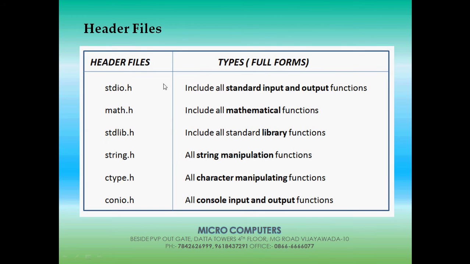Coming to header files, we have stdio.h, which includes all the standard input and output functions. math.h includes all the mathematical functions, and stdlib.h includes the standard library functions. In string.h all string manipulation functions are included. In ctype.h all character manipulating functions are included. In conio.h all console input and output functions are included. Basic syntax of C.